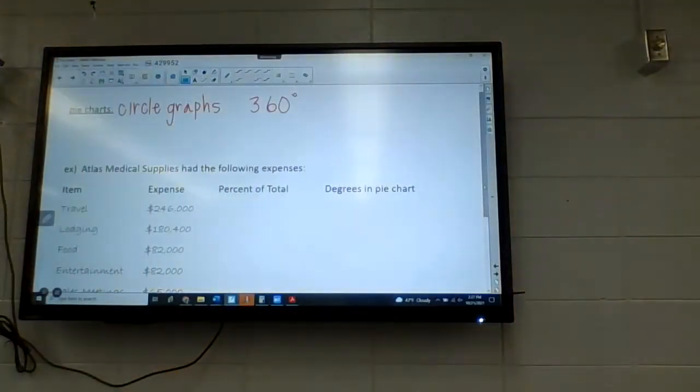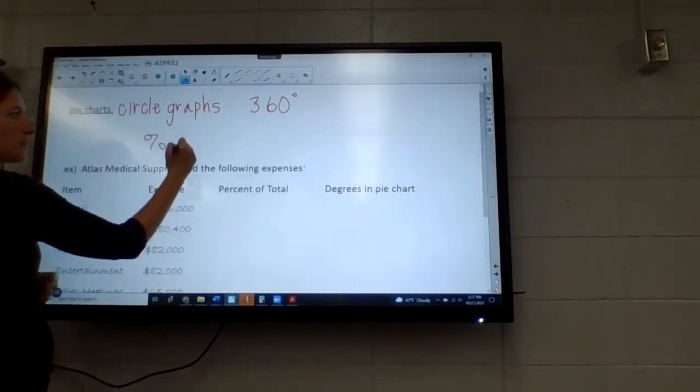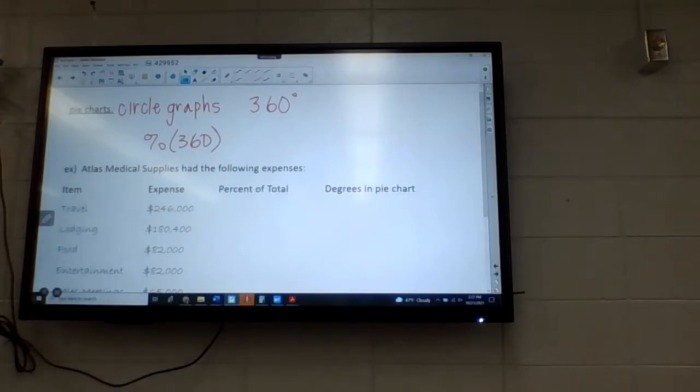So we have to figure out what percent of the circle it is. So we're going to figure out the percent, and then we're going to multiply that by 360. That's going to allow us to see how many degrees each little chunk of the pie should be.